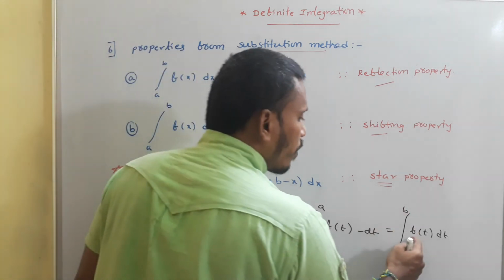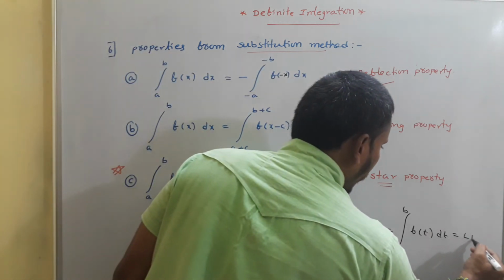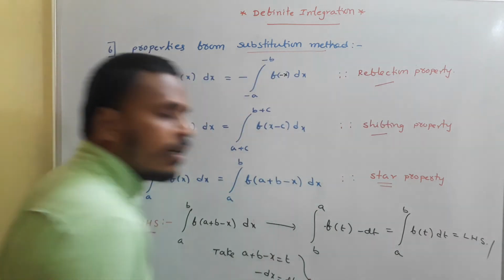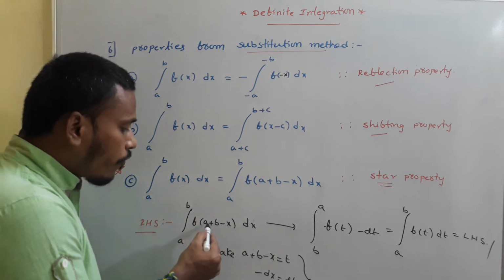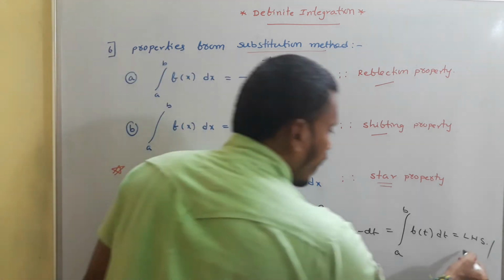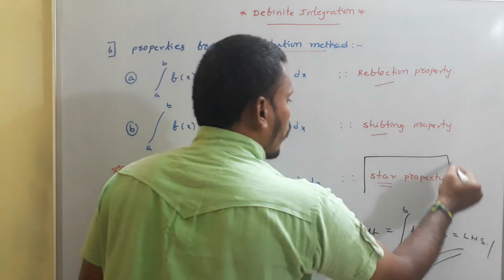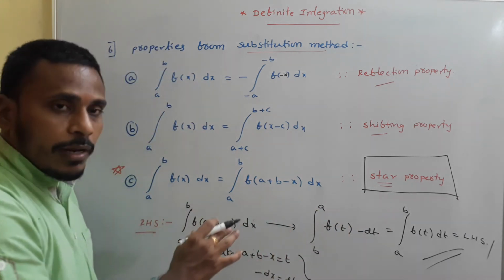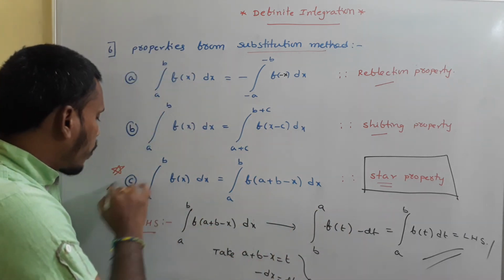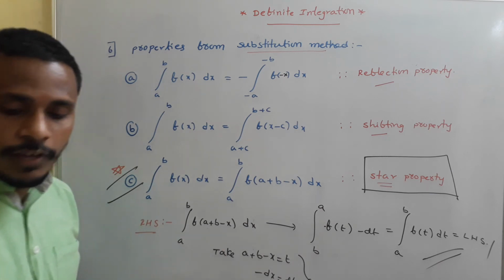Now integral a to b f of t dt is simply nothing but the left hand side. As we said in the basic properties, you just leave aside the variable involved. Finally, integral a to b f of a plus b minus x dx is integral a to b f of x dx, and we call it the star property because of its importance. So just try to memorize this, and I am going to use this property to solve many problems in the next class. First of all, have a look.